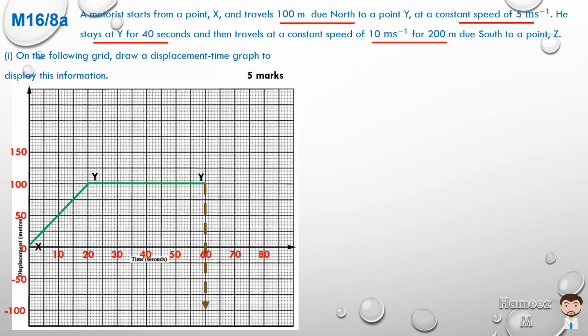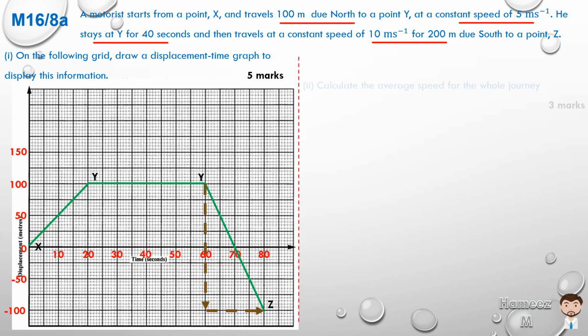And how long did that take him? He was moving at 10 meters per second. So 200 divided by 10 will give us 20 seconds. As such, he moved from point Y to point Z in 20 seconds. So from 60, it'll go to 80, so we can draw a line to indicate such.